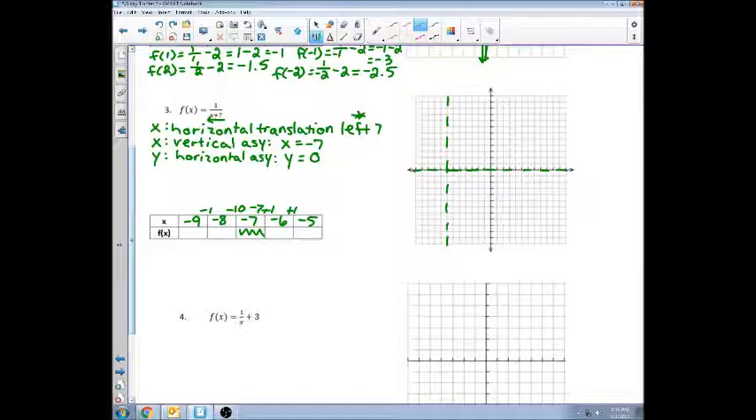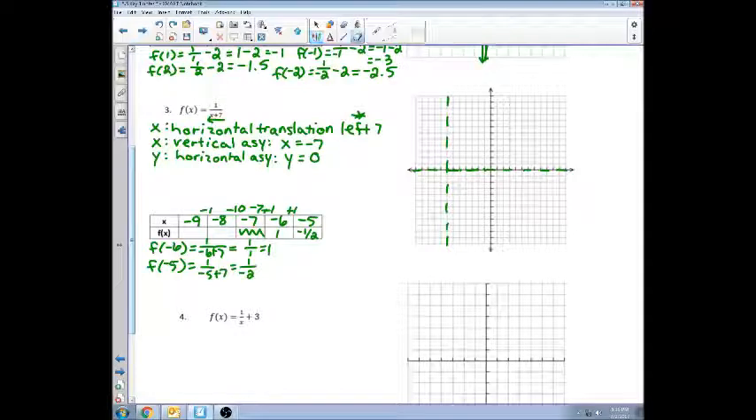So I need to go ahead and plug these in. So if I plug negative 6 in for my x, I end up with f of negative 6 is equal to 1 over negative 6 plus 7, which is equal to 1 over 1, which is in fact 1. If I plug negative 5 in for my x, it would be 1 over negative 5 plus 7, which is 1 over negative 2, which is negative 1 half. So if I go ahead and plot these points, go to negative 6, 1, 2, 3, 4, 5, 6.